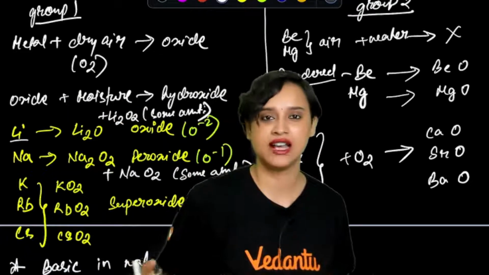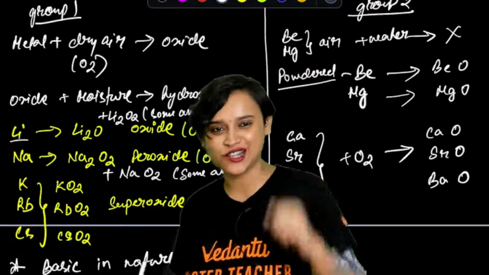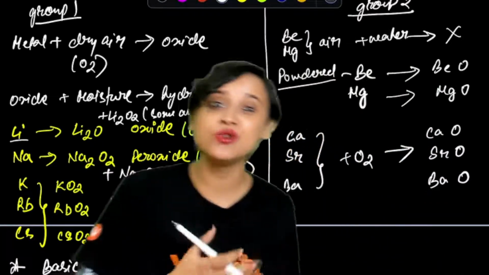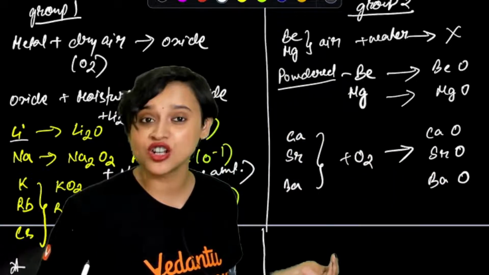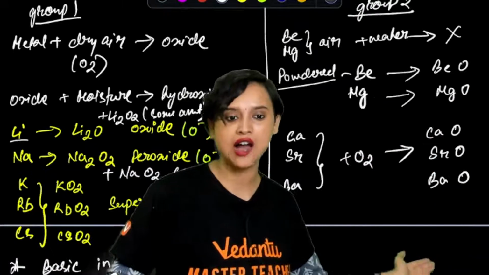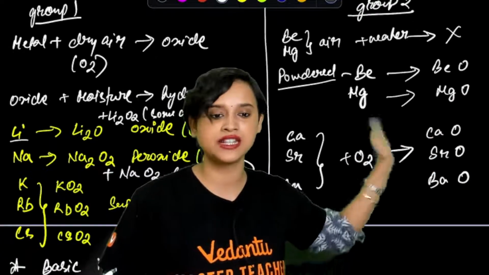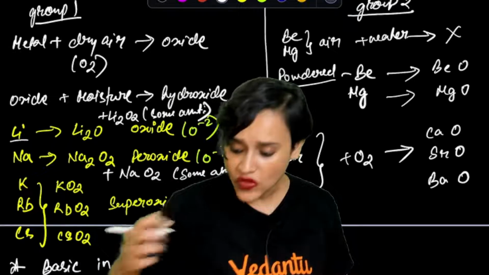I mean, come on, guys. You know what is the oxidation state of oxygen? It is -2. What is the oxidation state of this group? +2. Group 2 elements will show +2 oxidation, and oxygen also shows an oxidation state of -2. So what will happen? Cancel out. CaO, SrO, BaO.